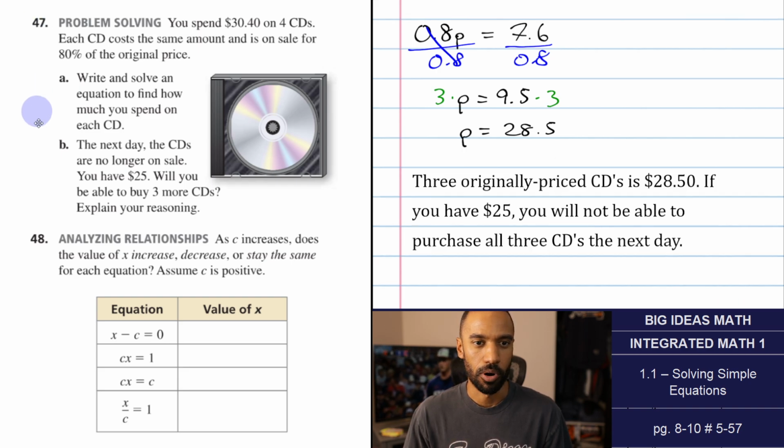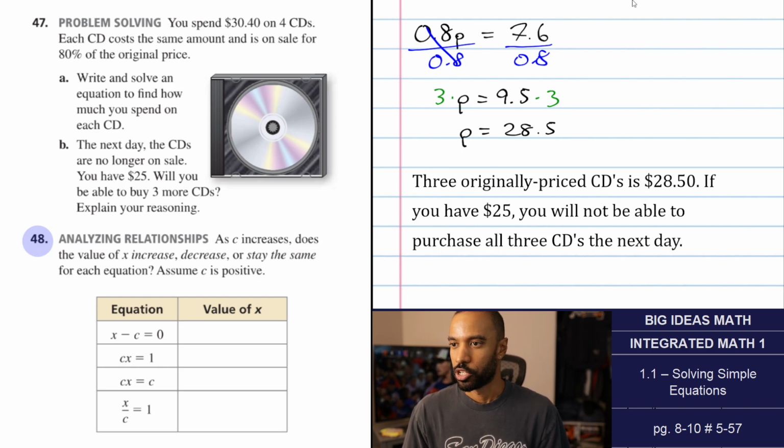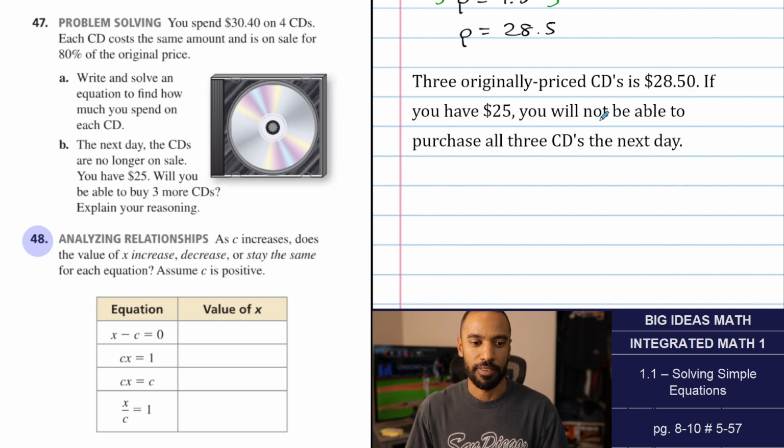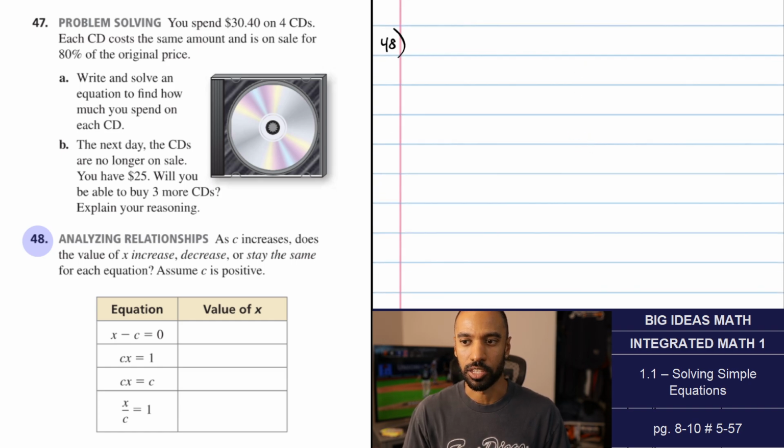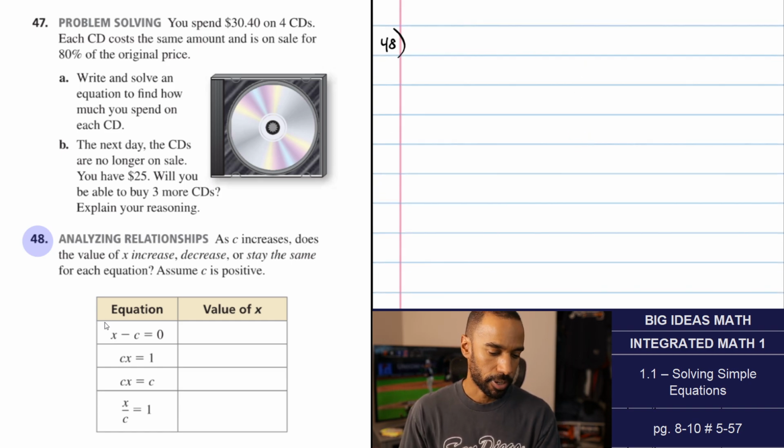Okay. 10 more questions. Here we go. Number 48. Analyzing relationships. As C increases, does the value of X increase, decrease, or stay the same for each equation? Assume C is positive. Sounds good. All right, guys. Assume C is positive for everything we do. Now, I'm going to copy paste this table.